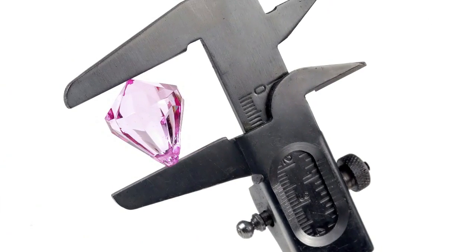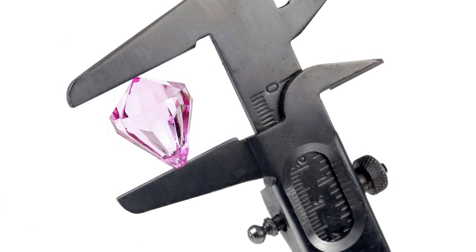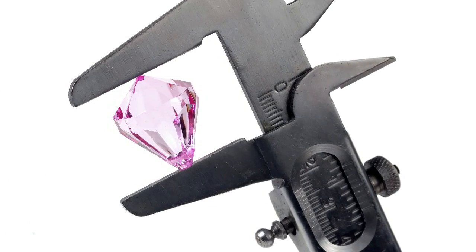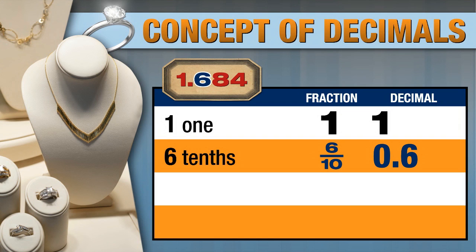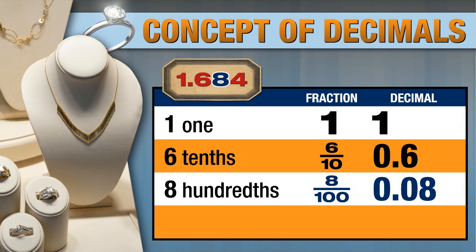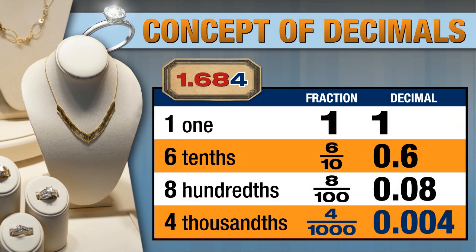The jewelry business is all about being precise. They use several different tools to make sure their measurements are accurate. Then they carefully record each measurement. Fractions and decimals are 2 ways of recording the same amount. The 1 represents 1 carat. The 6 represents 6 tenths of a carat. The 8 represents 8 hundredths of a carat. And the 4 represents 4 thousandths of a carat. Both fractions and decimals consist of 2 parts, a numerator and a denominator. However, with a decimal, we only see the numerator because the denominator is determined by place value.